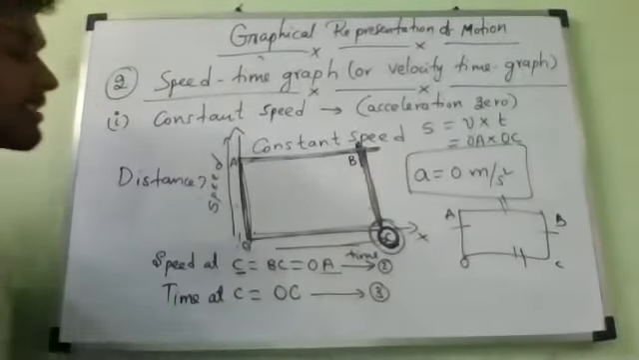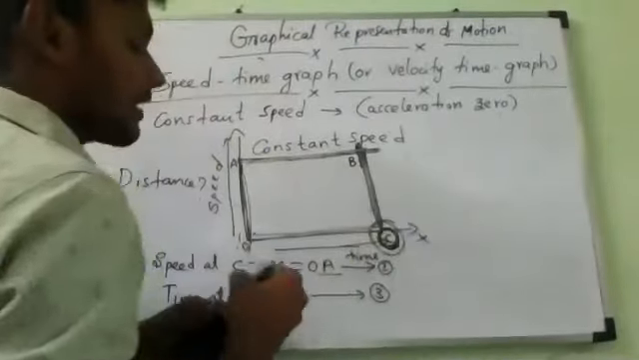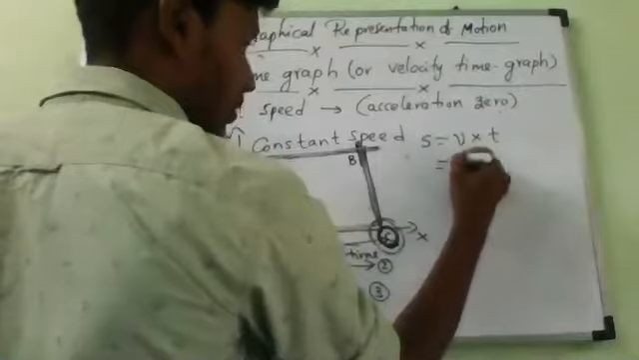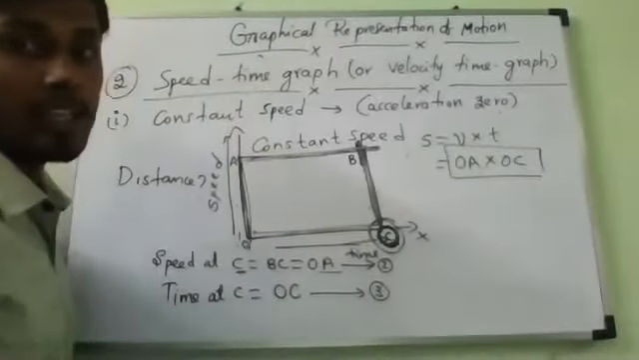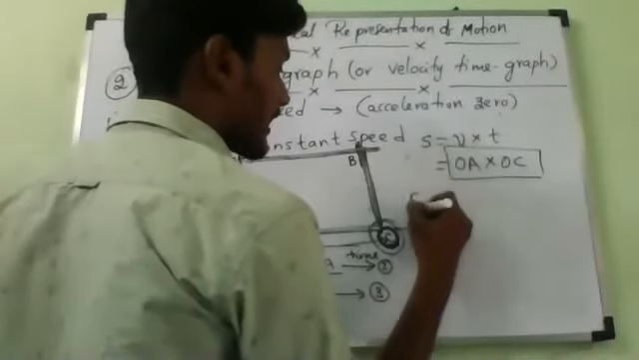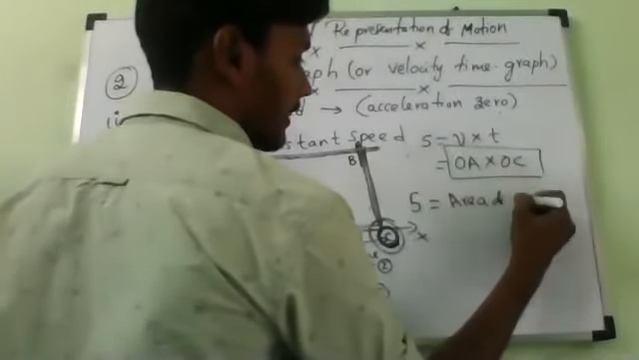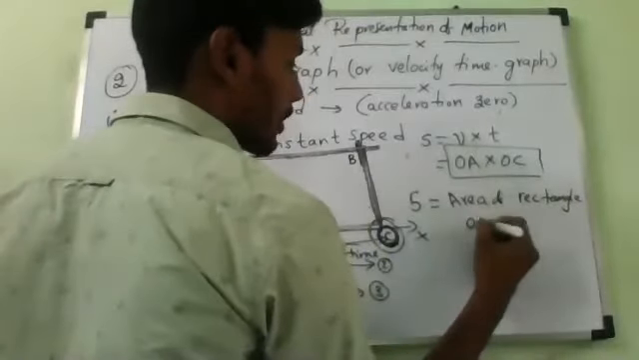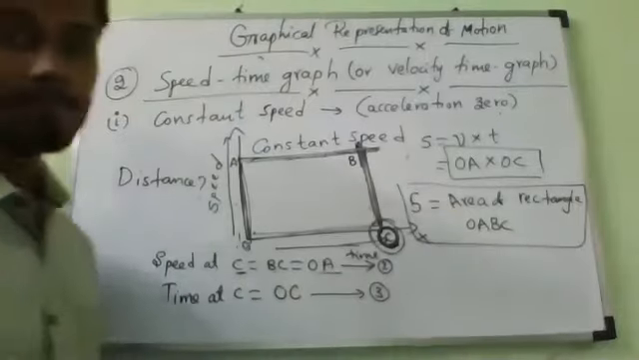So take equations 2 and 3, then substitute in equation 1. If you substitute, what will it give you? Equation 1: distance is equal to speed into time, which is equal to OA into OC. So this OA into OC is equal to what? The area of rectangle OABC. So distance traveled S is equal to the area of rectangle OABC. That's all. I hope you understand very well. Correct?